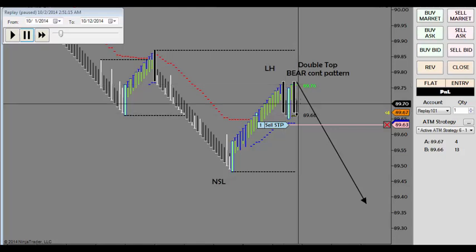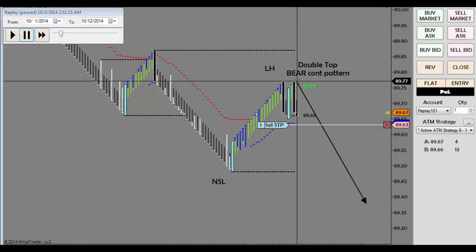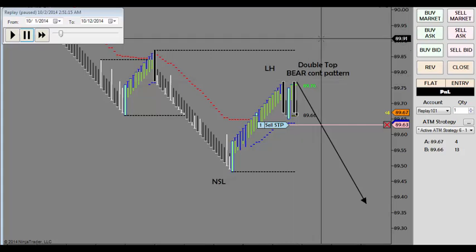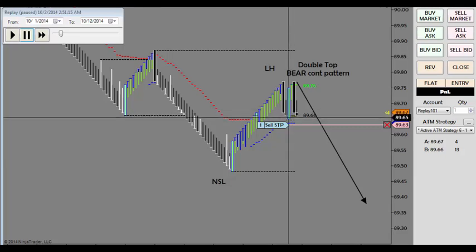The double top right here shows me that there's a bit of weakness. They didn't have the ability to trade above this 89.77 right here. Thus, I'm going to require that we break below the swing low. This is the favorable excursion trade on the BrickWick bars.